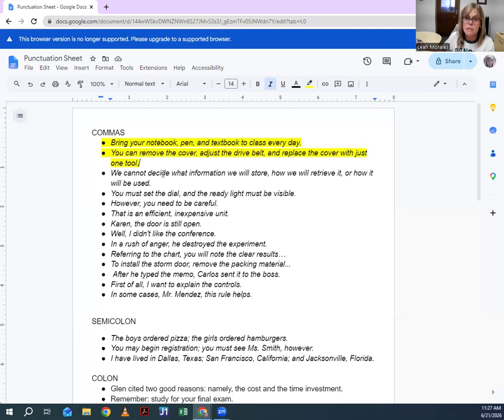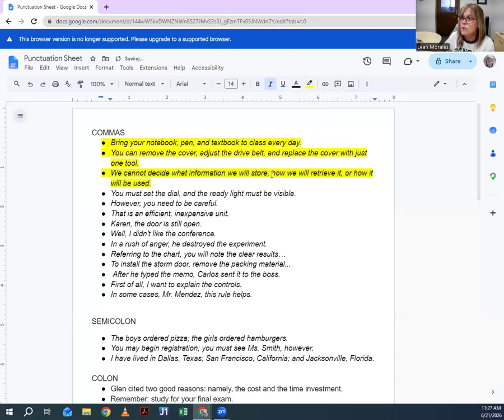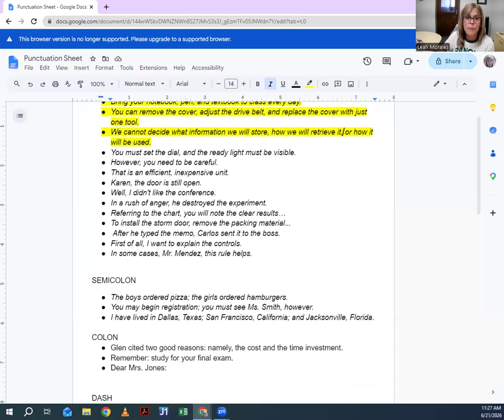And also clauses, and remember the difference between a phrase and a clause is that the clauses stand alone. We cannot decide what information we will store, how we will retrieve it, or how it will be used. And in this sentence, you see there's a comma after store. There's a comma after it. There's a comma after the clauses so that you know that you've got a series of different things, three or more, all in a row, and the commas are used to separate them.